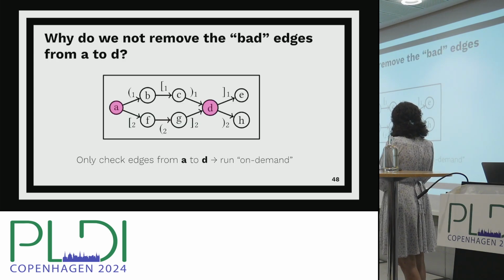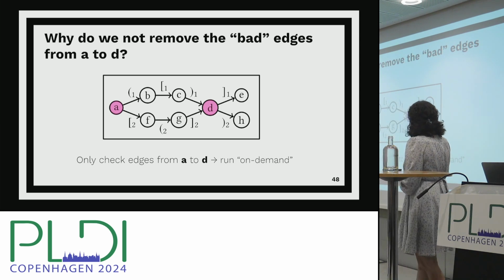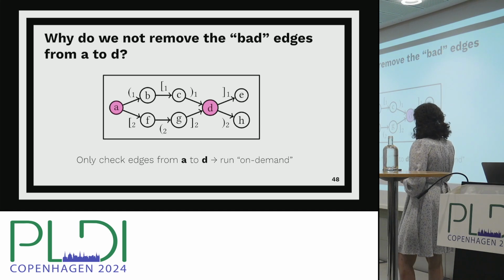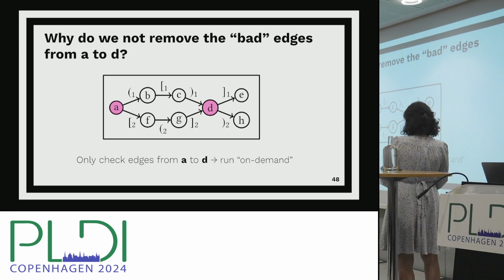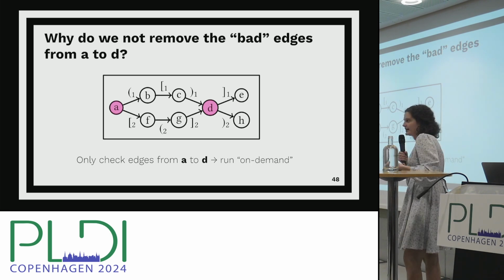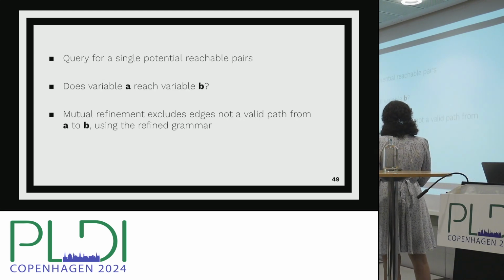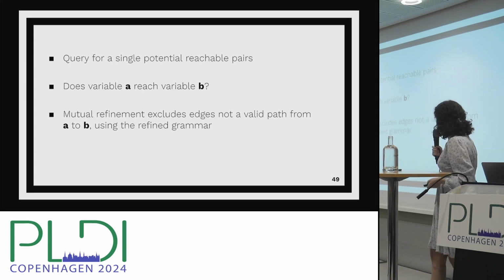So let's look at this example here. Why do we not remove the bad edges from A to D? Well, because they are in a valid path from A to H, for example, or A to E. So if we only think about the edges and how they impact a valid path from A to D, then we will remove this open parenthesis here and this open bracket here. So we can run on demand for A to D if we really care about knowing if A reaches D or something like that. So we're going to query for a single potential reachable pair.